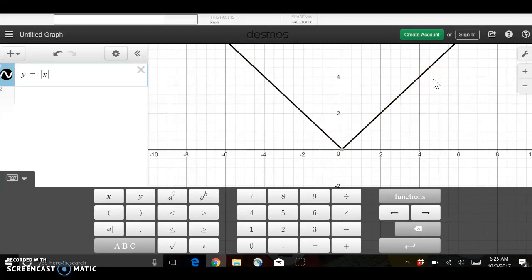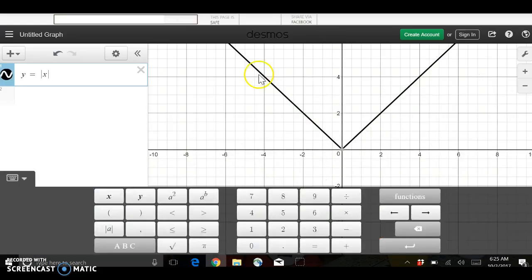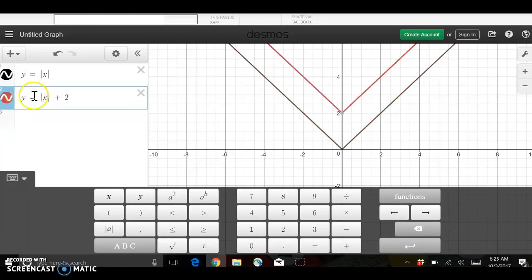Now I can manipulate it. I can either make it smaller, I can make it fatter, I can move it up, I can move it down, I can move it left, I can move it right, I can flip it upside down. And so for this one, the only thing that I've done is that I've added 2, so that means I moved it up 2. So it's going to be this exact same thing, except for this point, it's going to move up here. So let's write that. And there you have it. And I hope that this helps.